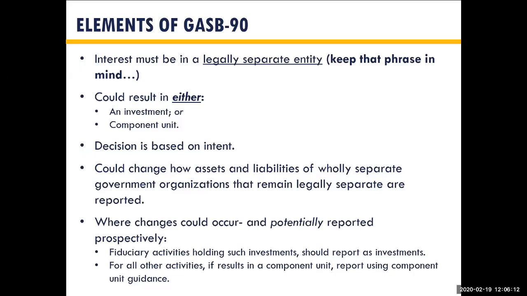What are some of the big deals of GASB 90? First, the interest must be in a legally separate entity. And we're going to see that phrase over and over again over the hour. The phrase "legally separate entity" is vitally important in determining what is your reporting entity. Depending upon management intent in the equity interest, the holding of the interest may result in a component unit or an investment. And again, it really comes down to management intent. And obviously, that's something that would have to be documented as part of your implementing of GASB Statement 90.